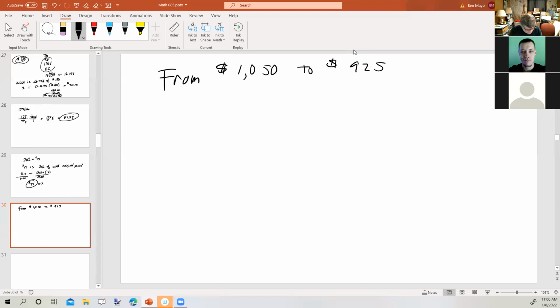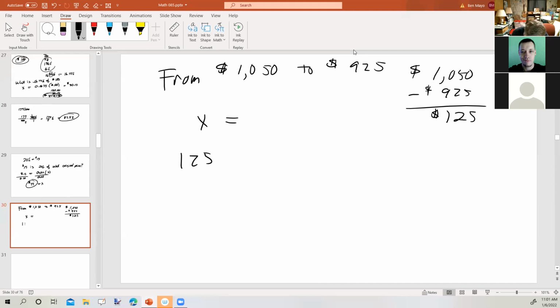Okay, we want to know what percent it was lowered, right? So the percent equals how much was it lowered by? Oh, we need to take this minus that. Okay, so that's going to be what, $125. So the amount it was lowered was $125.